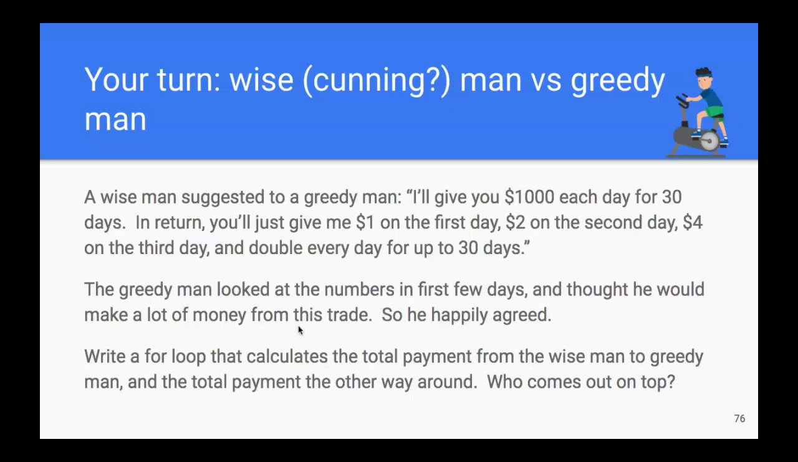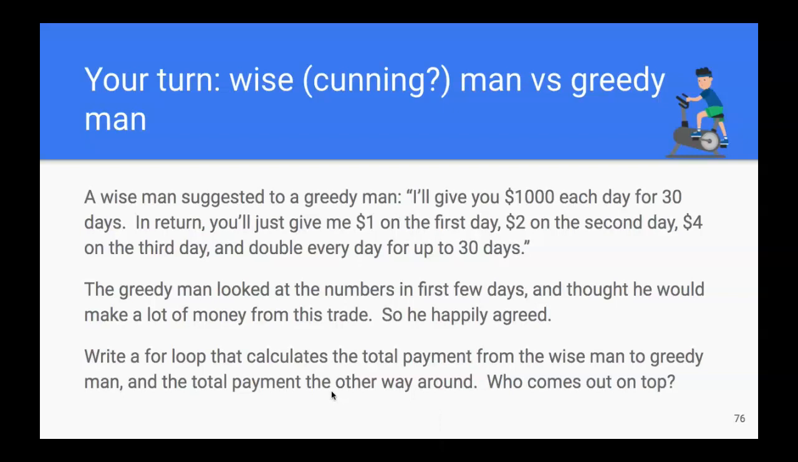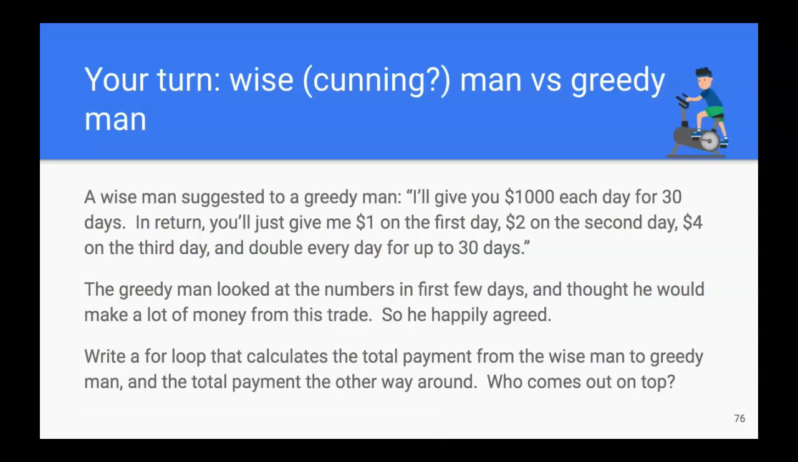So your job for this exercise is to write a little loop that simulates this situation. Write a loop that calculates the total payment from the wise man to the greedy man, and also the total payment from the greedy man to the wise man. And then figure out who actually comes out on top, who's making a profit off the other person.